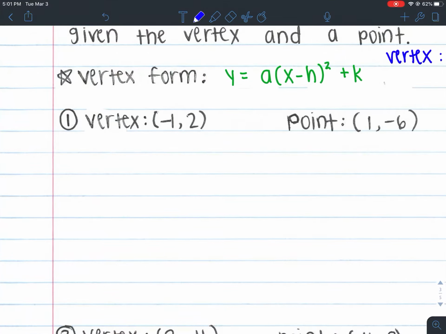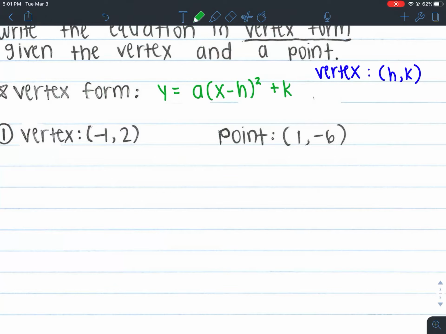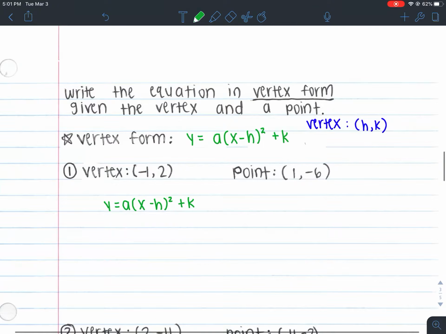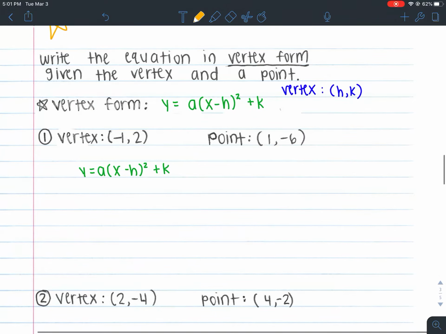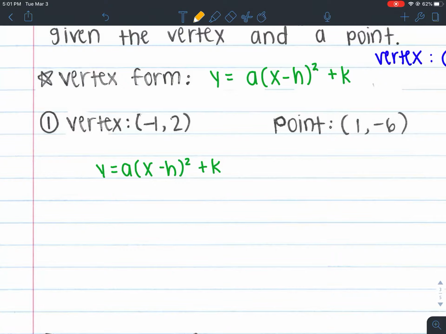Well, how do we do that? If we want it in vertex form, then what form do you think we're going to start in? Vertex form. So I'm going to copy down the vertex form equation here: a(x minus h) squared plus k. Now it is super important that you pay attention on this page, because this page is not super obvious on what to do. So it's really important that you practice this and do the homework, because you will not get better if you do not practice.